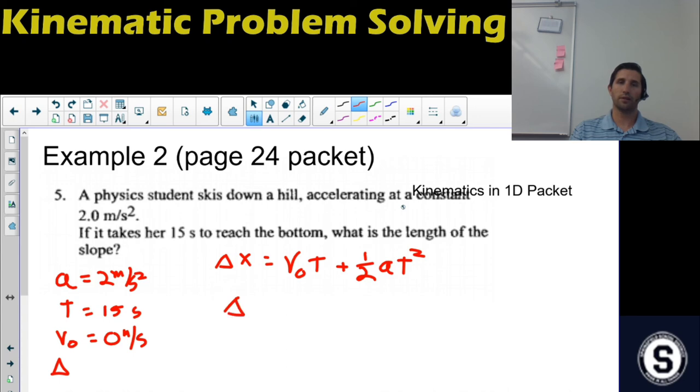So if I do that, well, V0 is 0, so it's 0 times 15. Well, 0 times 15 is 0, plus 1/2 the acceleration, which is 2 meters per second squared, times the time squared, 15 seconds, but we're going to square that.